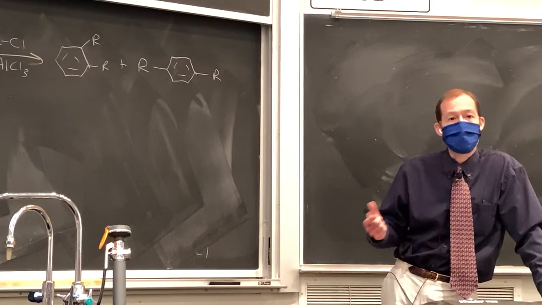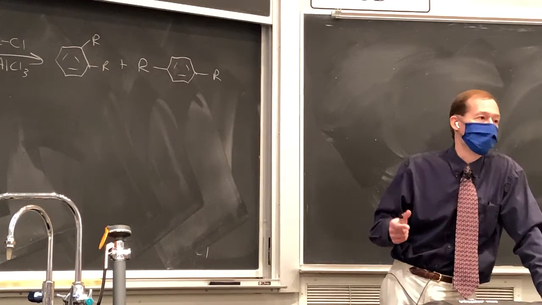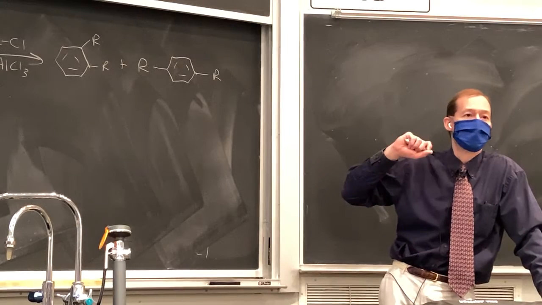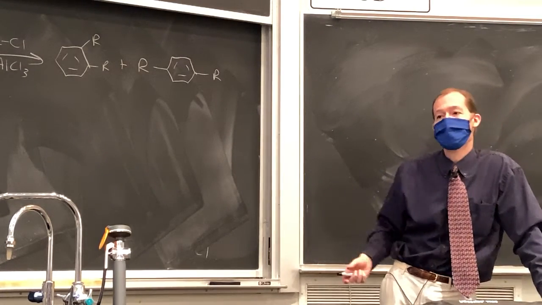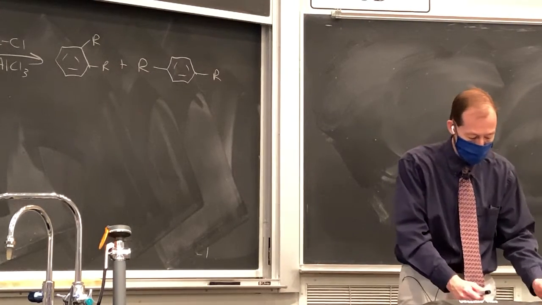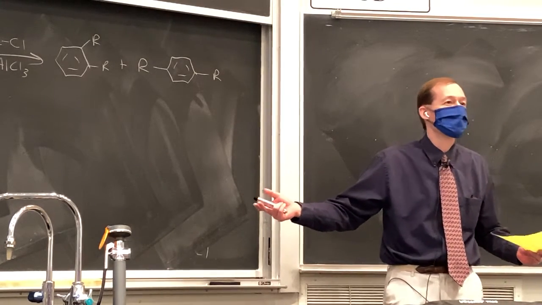Of course, that then requires you to separate the benzene from the monoalkylated product at the end of the reaction. Usually the monoalkylated product will have a higher boiling point, so you would be able to use distillation to do that separation. Okay? Any questions about why we get polyalkylation and how we solve it?